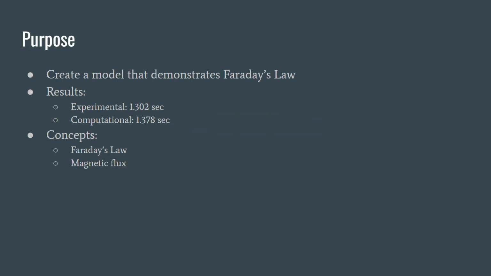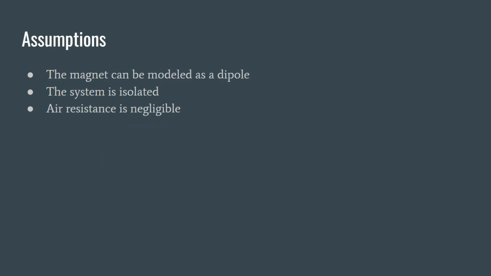The purpose of this lab was to create a model that demonstrates Faraday's law. The results were that the experimental time was 1.302 seconds, and the computational time was 1.378 seconds, and the concepts used were Faraday's law and magnetic flux. The assumptions made were that the magnet could be modeled as a dipole, the system is isolated, there is no outside magnetic field acting upon the system, and that air resistance is negligible.